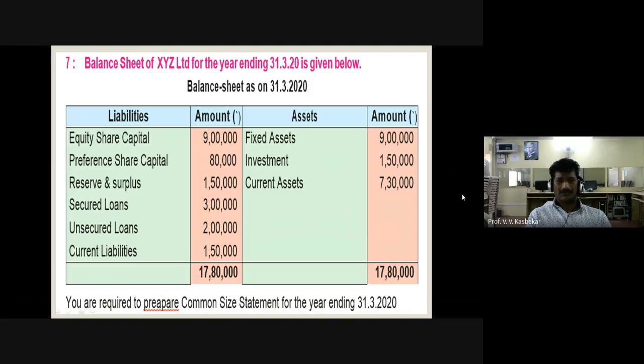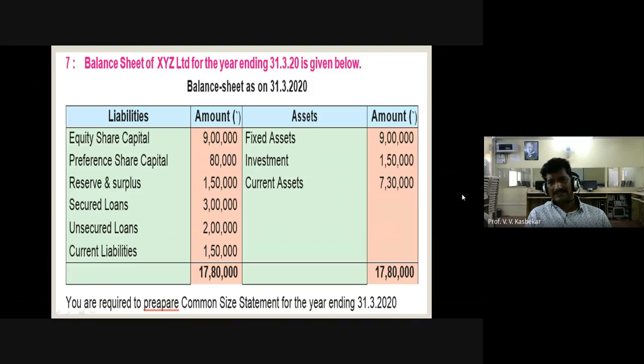Here one balance sheet is given. Balance sheet of XYZ Limited for the year ending 31st March 2020. You can see balance sheet on your screen. Balance sheet as on 31st March 2020. Liabilities and assets. You can see the liability side: equity share capital 9 lakhs, preference share capital 80,000, reserve and surplus 1,50,000, secured loans 2 lakhs, current liabilities 1,50,000, and total of liability side it is 17 lakhs and 80,000.